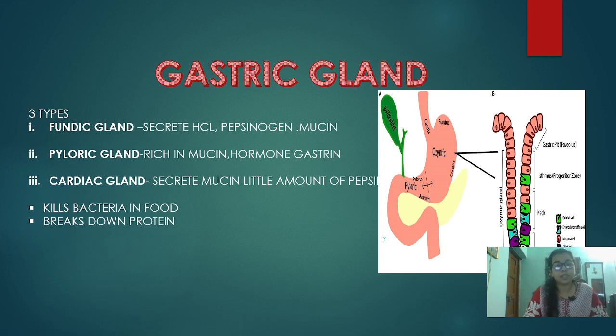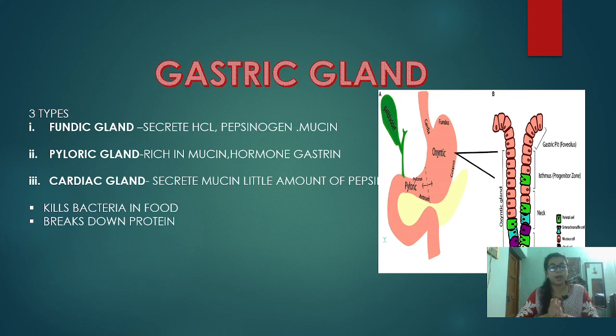Next, coming to the next part, that is the cardiac gland. The cardiac gland secretes mucin as well as a small amount of pepsinogen. So, in short, we can say the stomach region or the gastric glands help in the digestion of protein, and the salivary glands help in the digestion of carbohydrate. Detail we will study in the upcoming video.